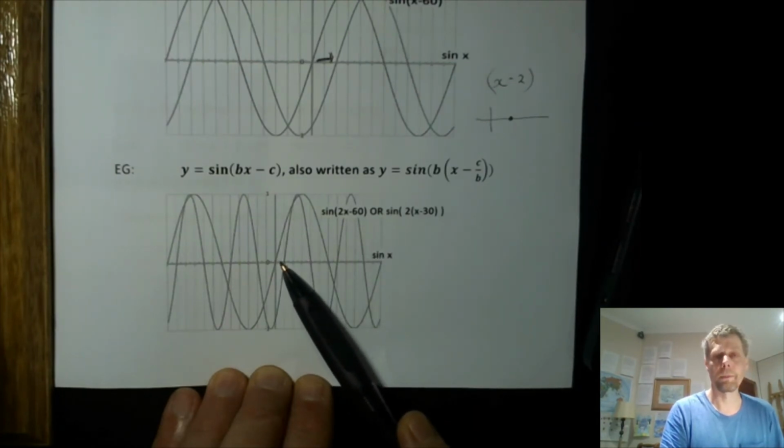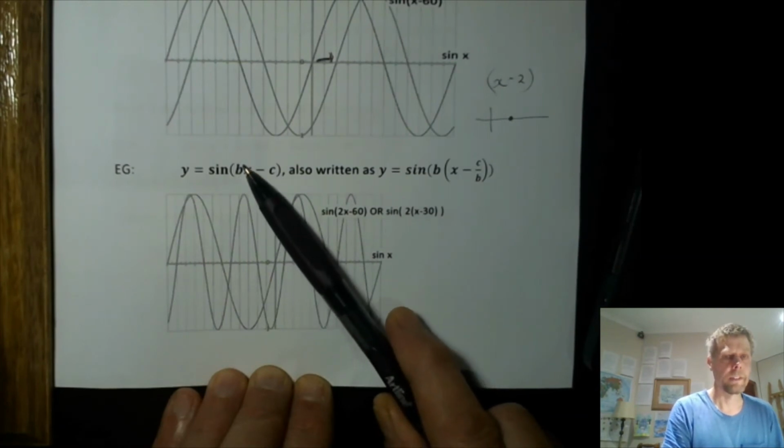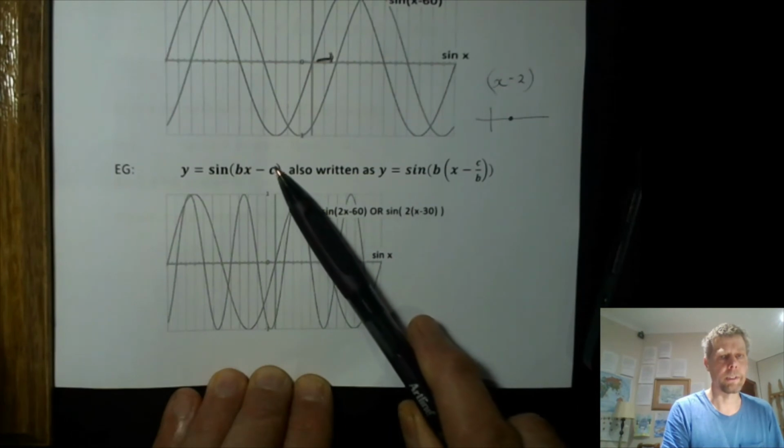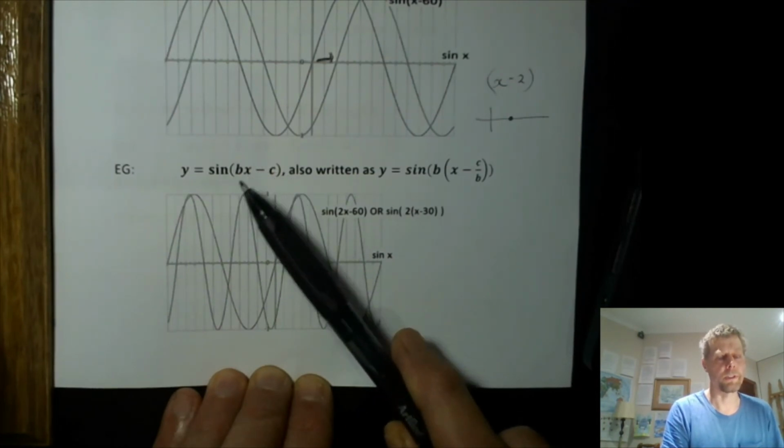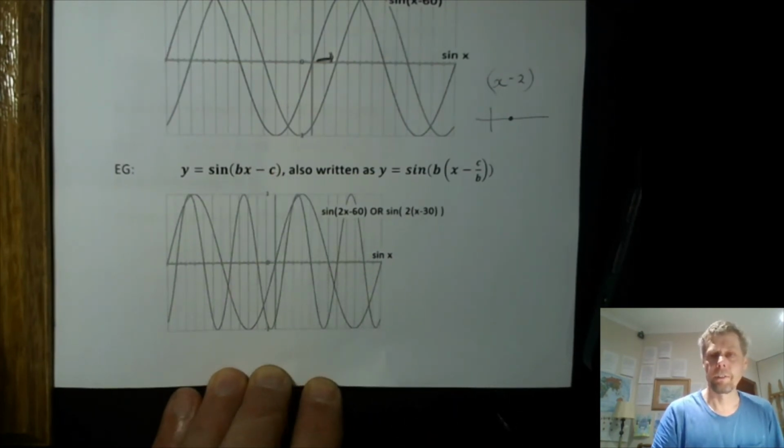So just remember that when you've got a coefficient in front of the x, your shifting is going to be not as much as it was. Okay. So just to give you a feeling for how these things work.